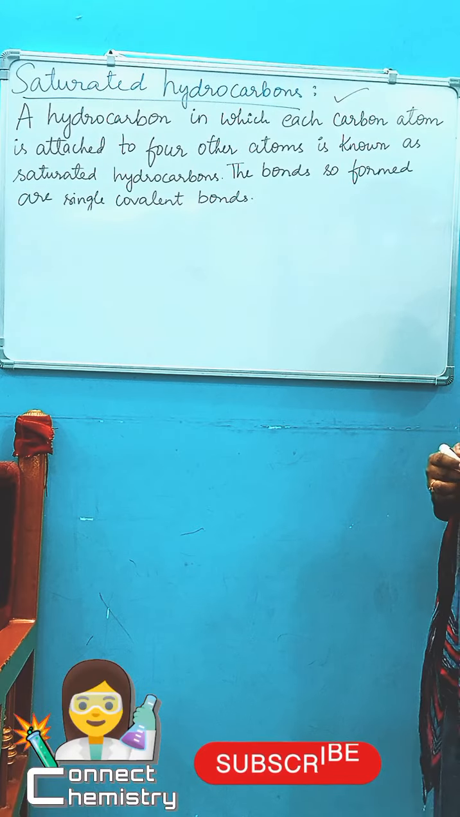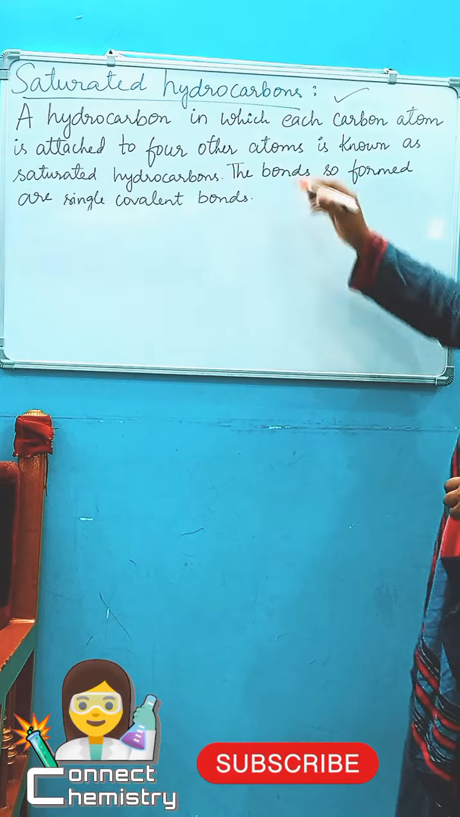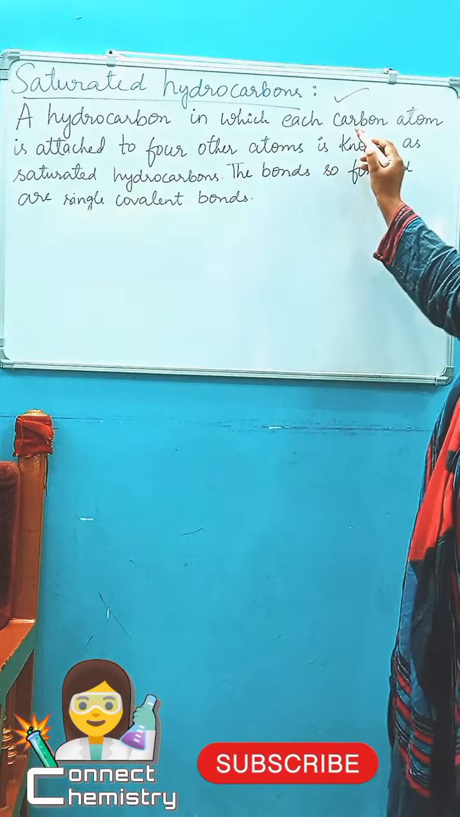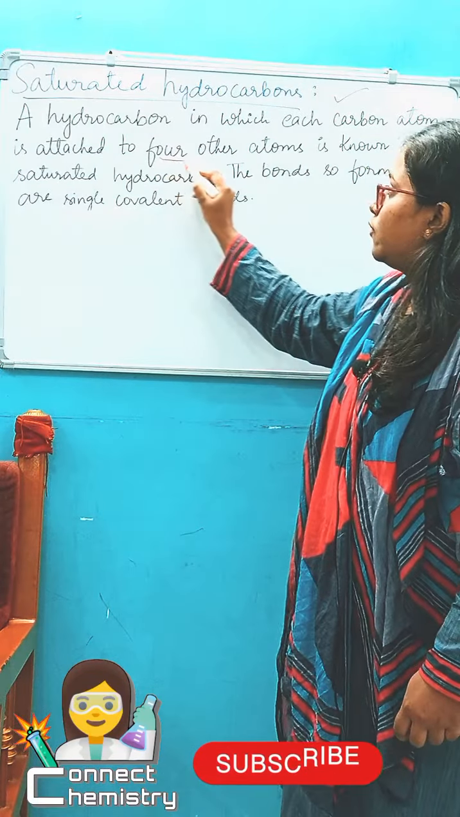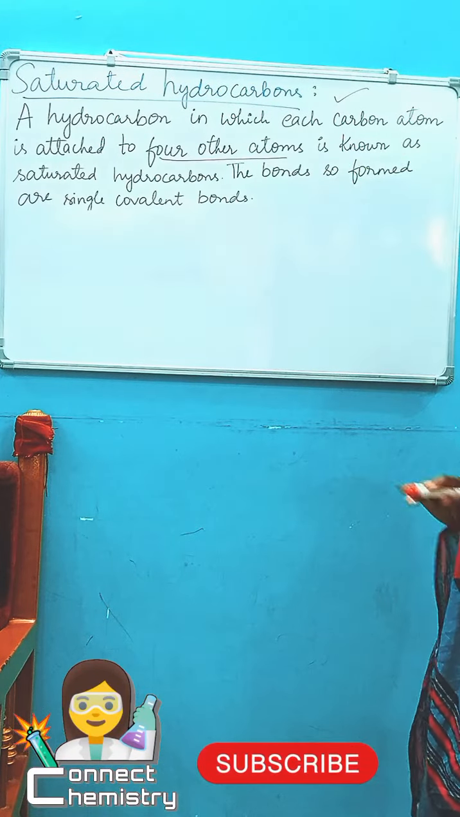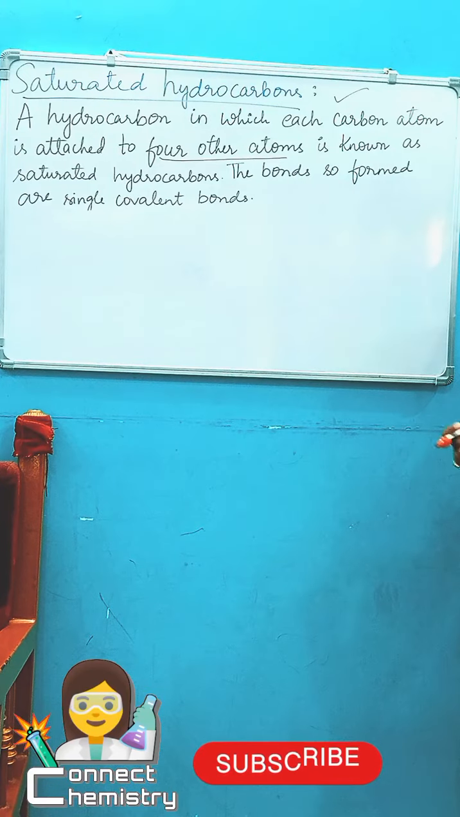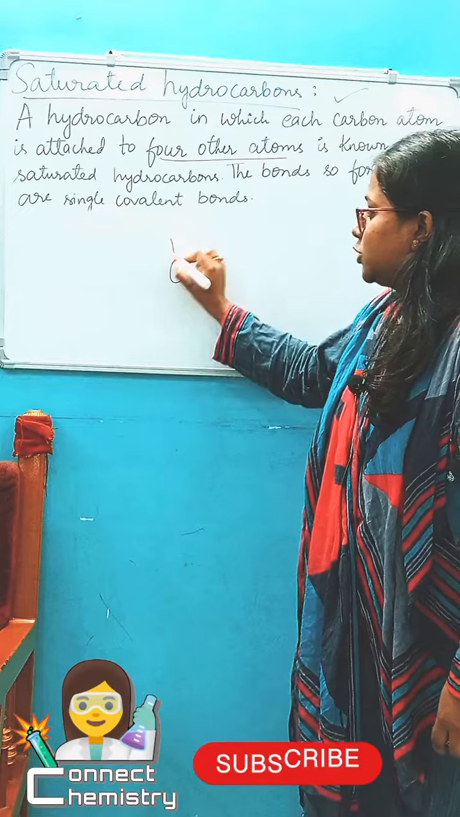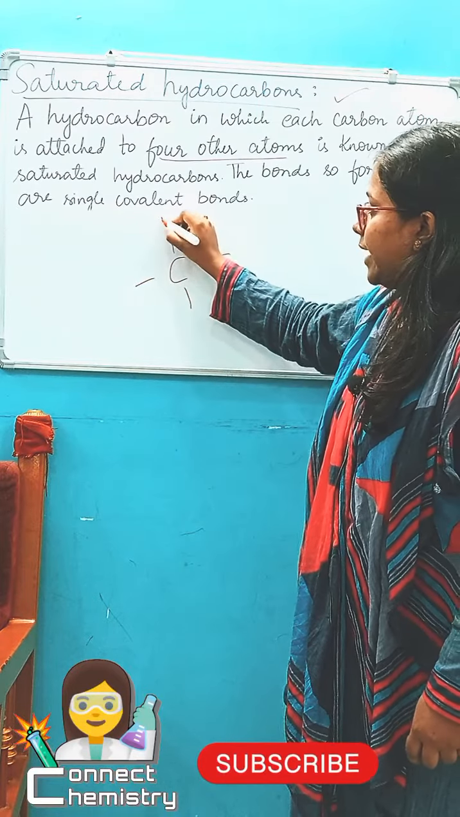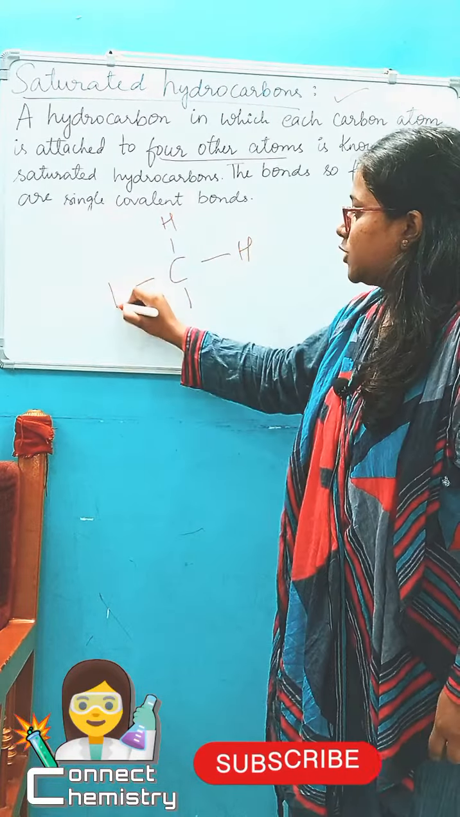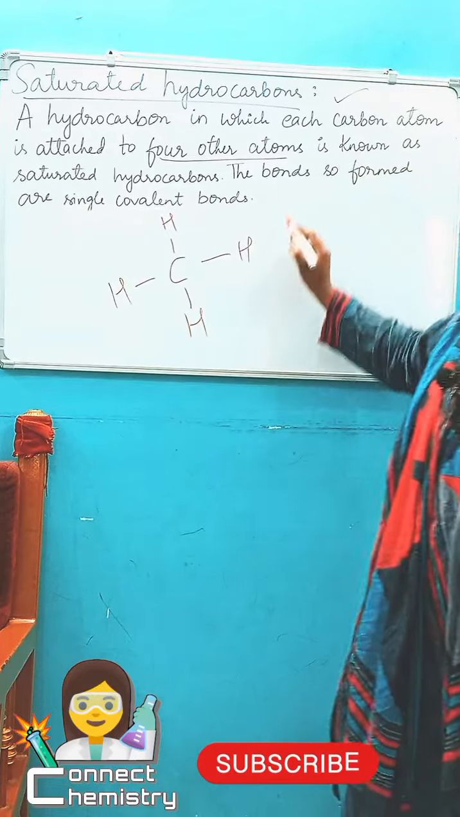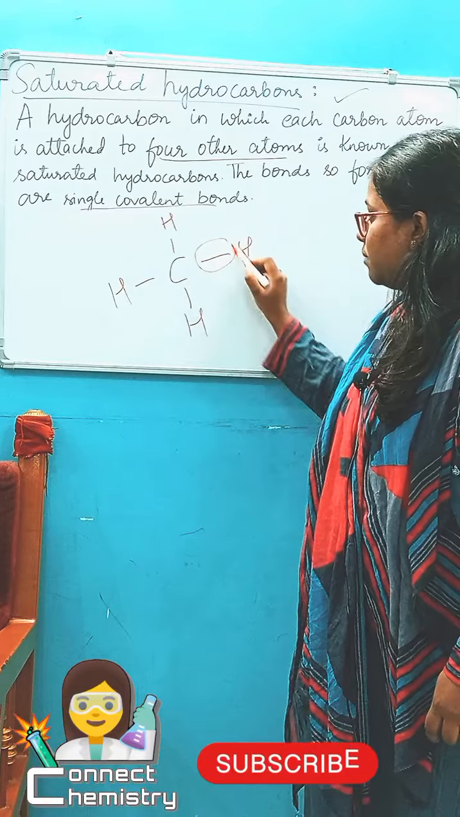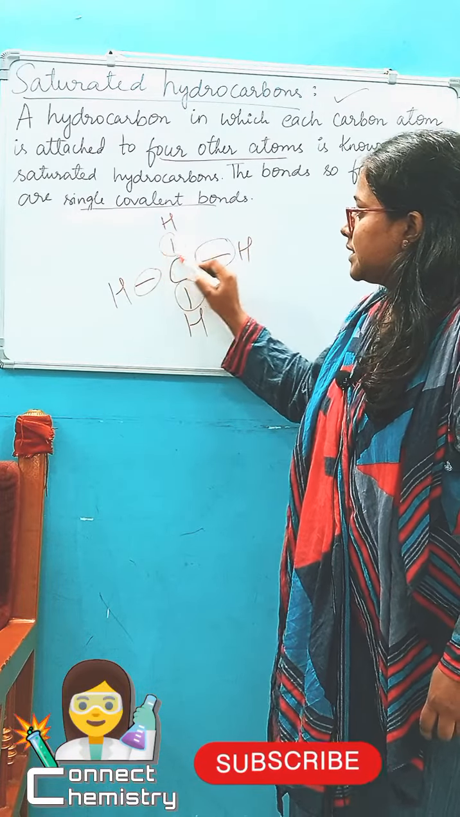Hi everyone, today in this session we will be learning what saturated hydrocarbons are. A hydrocarbon in which each carbon atom is attached to four other atoms is known as a saturated hydrocarbon. So it basically means that it is a hydrocarbon where a carbon is attached to four different atoms or hydrogen atoms. Then the bonds so formed are single covalent bonds. So the bond formed here is known as a single covalent bond.